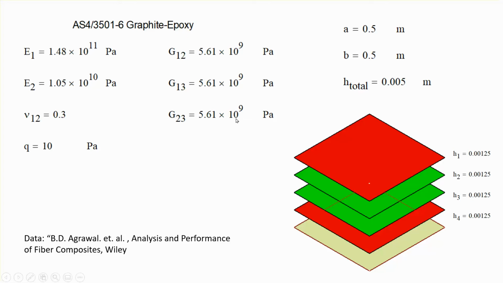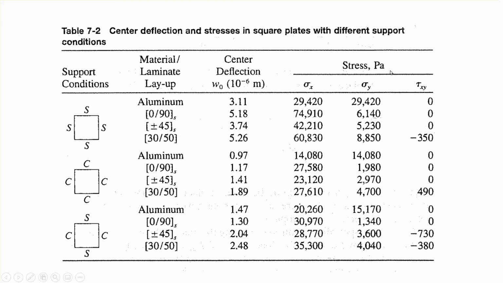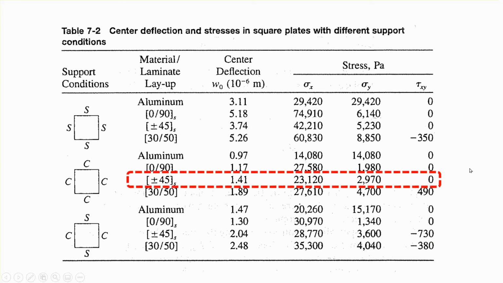This is the table from that reference, and the particular one that we're going to be looking at is where all four edges are clamped, and the maximum static deflection, which is at the center of the plate, is going to be 1.4 times 10 to the minus 6 meters. So we're going to be comparing our results against this. Although I'm not going to compare my stresses, I'll remind you how to get the stresses in CATIA, and you can compare them if you want. Okay, so let's go ahead.